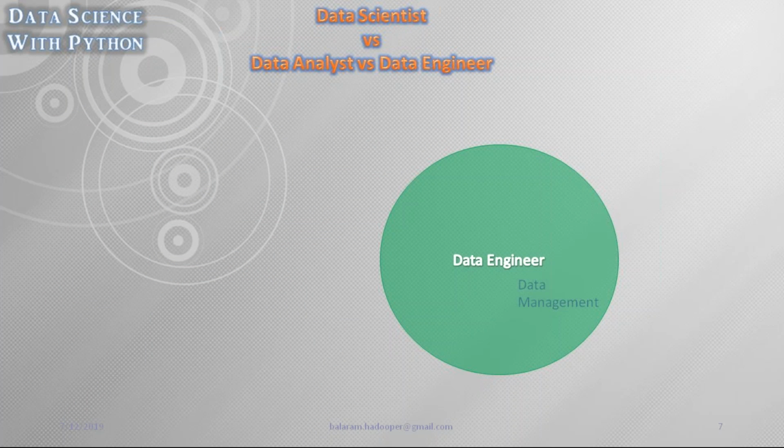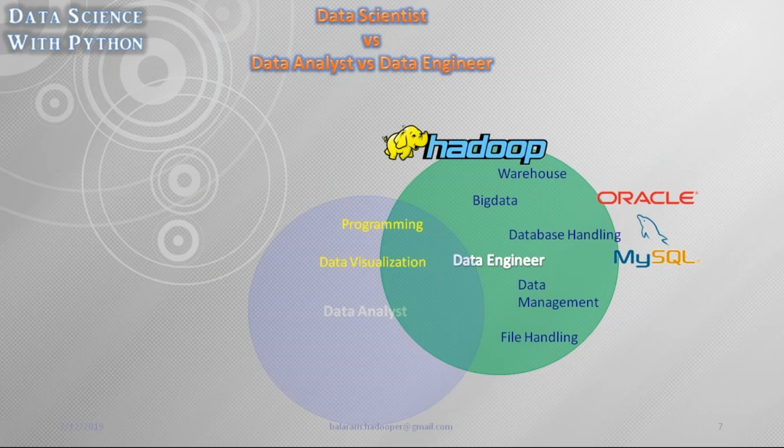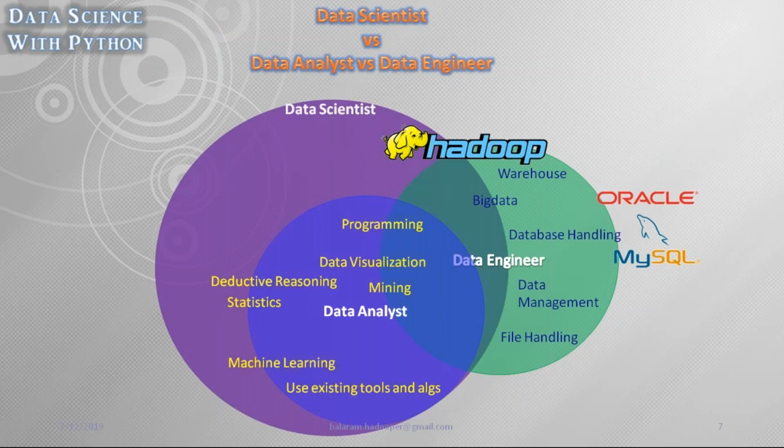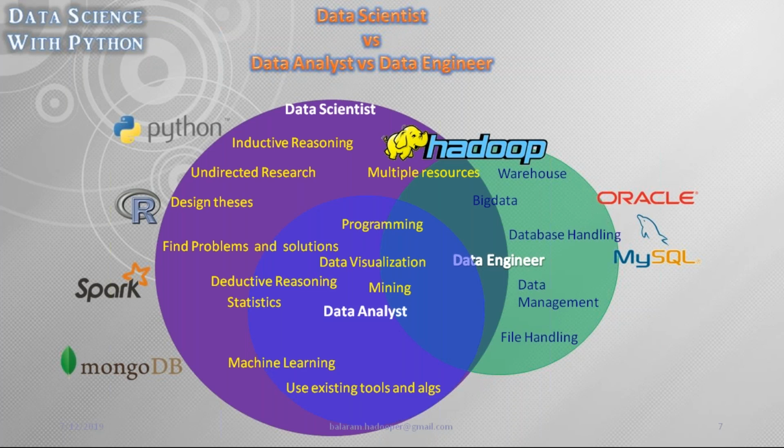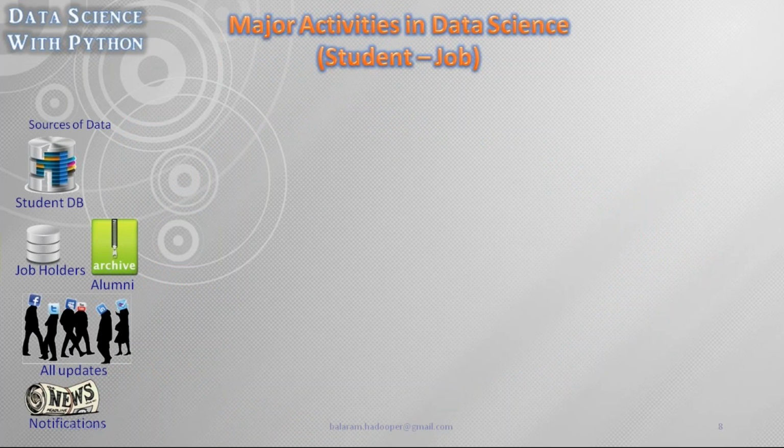And we discussed the data engineer, who the data engineer is, who the data analyst is, and who the data scientist is also. There are so many concepts required for the data scientist. Inductive reasoning, indirect research, designing thesis, all these are the required skills. And the major activities: what are the activities in data science? We have to discuss this, right?